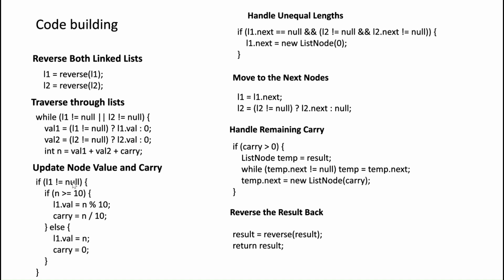Node value, how can you update it if the n value is greater than or equal to 10? You keep the node value as the last digit and keep the carry as the remaining part other than the last digit, right? That's how you are managing it here. Otherwise, if there is a single digit, you simply update the node value and make the carry 0. That's it, right?